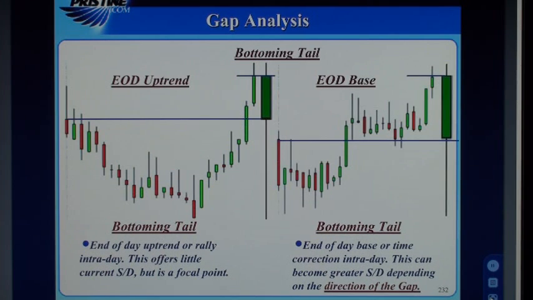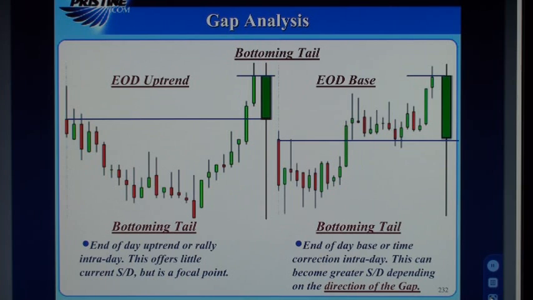We do the same with bottoming tail bars. So a bottoming tail bar tells us that prices were lower and then rallied from some point. So were they rallying at the end of the day, or did they decline in the morning and rally in the morning or in the middle of the day and then consolidate in the afternoon?